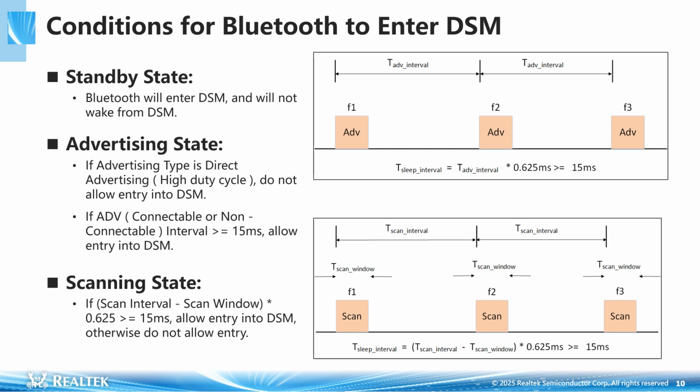The conditions for Bluetooth to enter DSM, deep sleep mode, are as follows. When in standby state, Bluetooth will enter DSM and will not wake from it. When in advertising state, if the advertising type is direct advertising, high-duty cycle, do not allow entry into DSM. If the advertising type is connectable or non-connectable and the advertising interval is greater than or equal to 15 milliseconds, entry into DSM is allowed. When in scanning state, if (scan interval minus scan window) times 0.625 is greater than or equal to 15 milliseconds, entry into DSM is allowed. Otherwise, entry into DSM is not allowed.